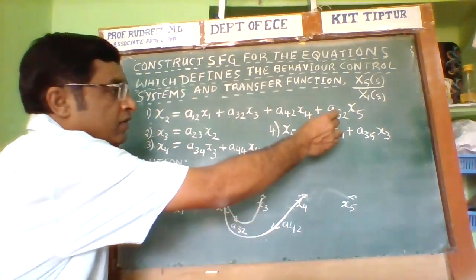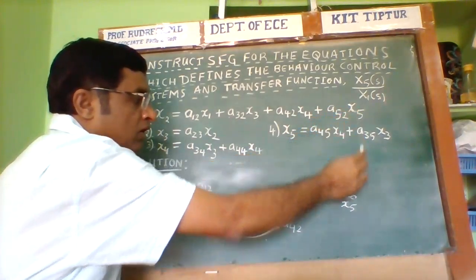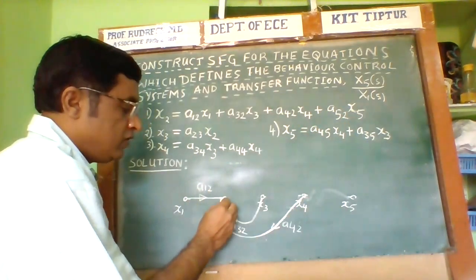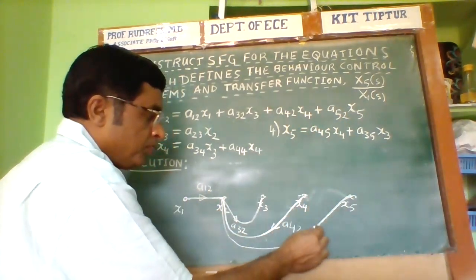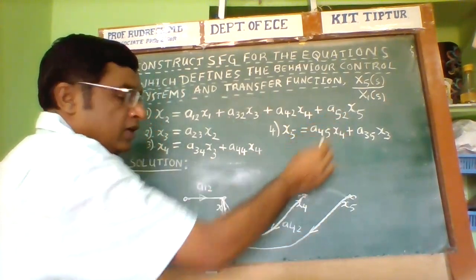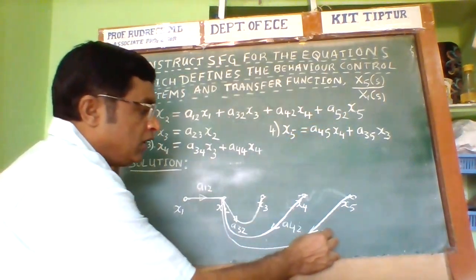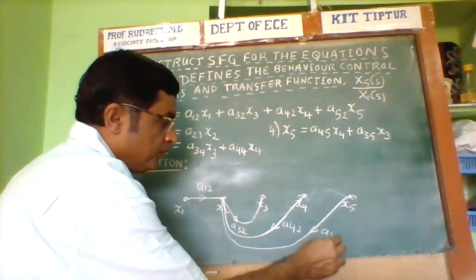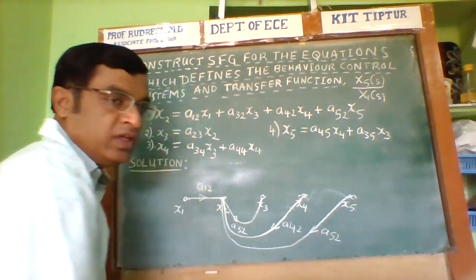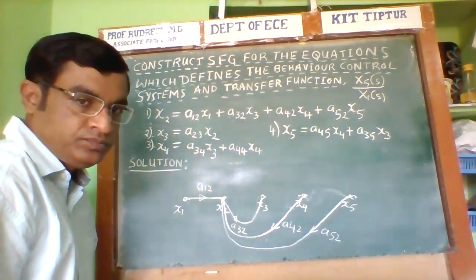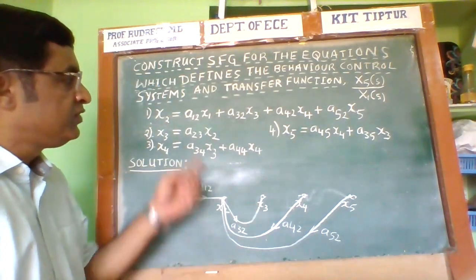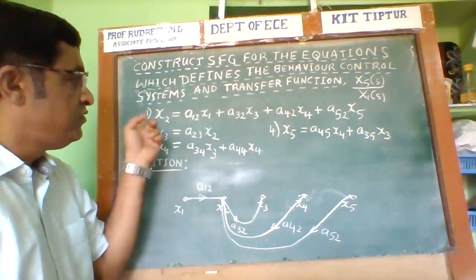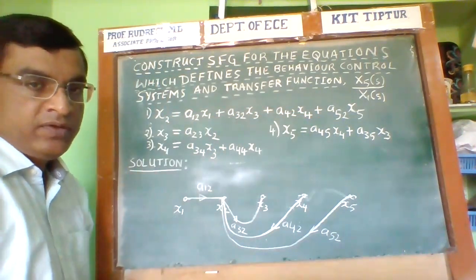Similarly, there is another quantity from the node X5. Therefore, this is another loop. What is the gain of this branch? A52 is the gain. Therefore, we have constructed the signal flow graph for this particular equation.